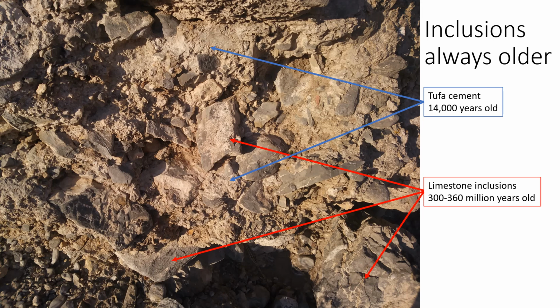So here we see several of the inclusions inside this tufa shoreline. Again, the Provo shoreline for Lake Bonneville on Stansbury Island. So again, these limestone inclusions are probably from the Mississippian period, which was between 300 and 360 million years ago. The tufa that is cementing it together was deposited around 14,000 years ago. And so there are hundreds of millions of years difference in age between the two. Remember that the inclusions are always older than what they are included in.